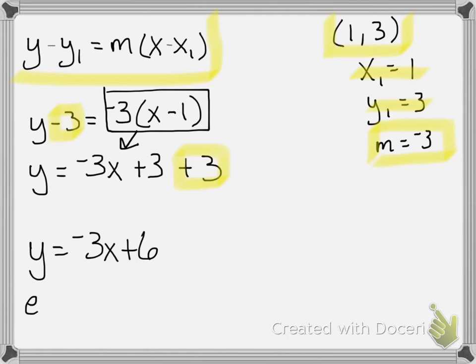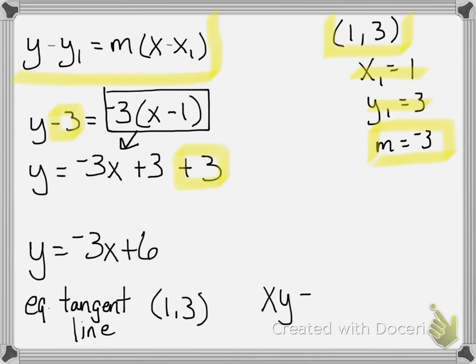as the equation of a tangent line going through the point (1, 3) of the line xy equals 3. And so that's how we found the equation of a tangent line, given certain parameters.